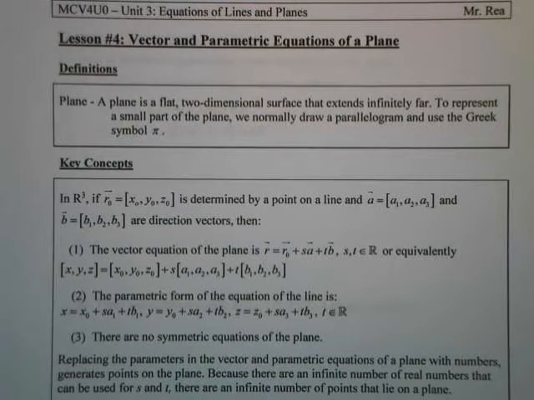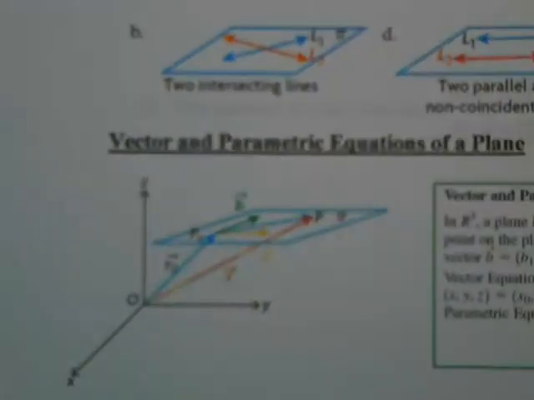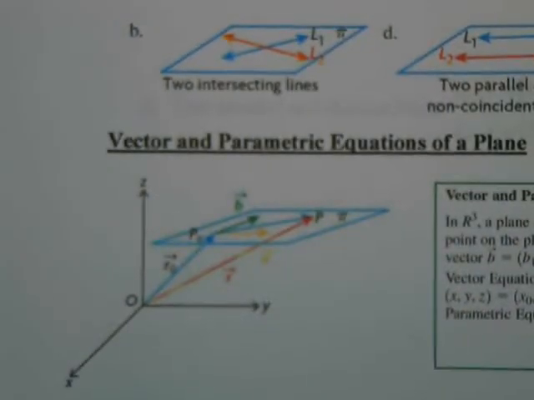So we're going to have two lessons on equations of planes. This first lesson, we're going to be looking at vector and parametric equations. Based on our lessons on equations of lines, we know what the vector and parametric equations look like, and we're just going to extend them to planes. Before we get into the key concepts, I want to look at this little diagram from the textbook. Hopefully it focuses a bit better.